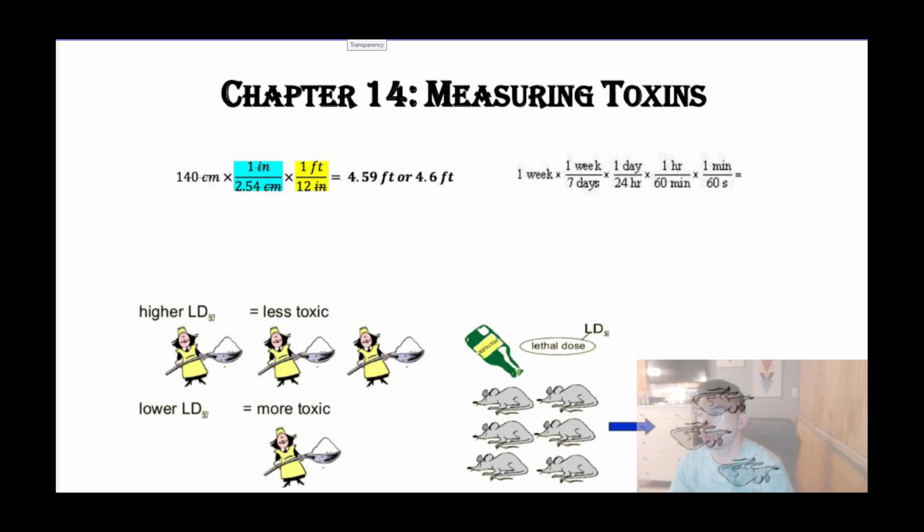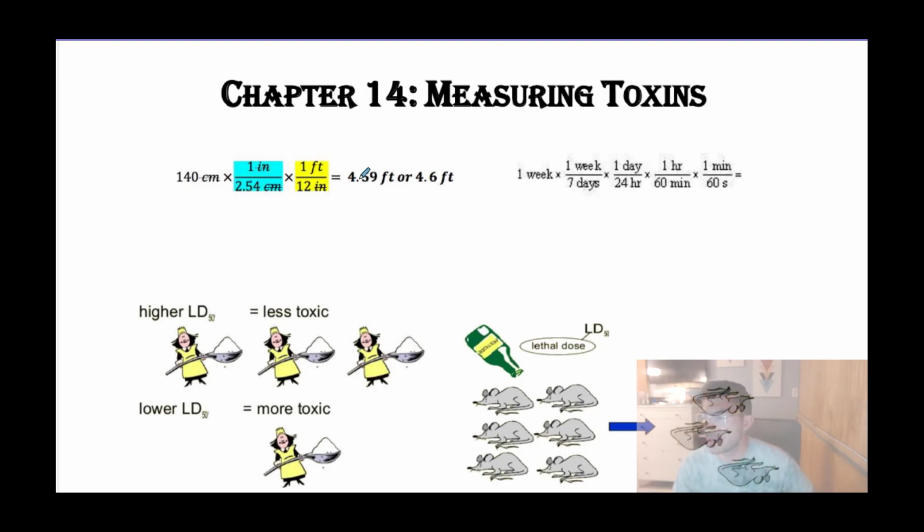Chapter 14 was called Measuring Toxins. Once we were introduced to toxins and chemical equations in Chapter 13, we looked at going a little bit deeper. And really what we focused on initially here was LD50 as a means to show us some information about toxins and what we could do with that information. So we started with LD50.